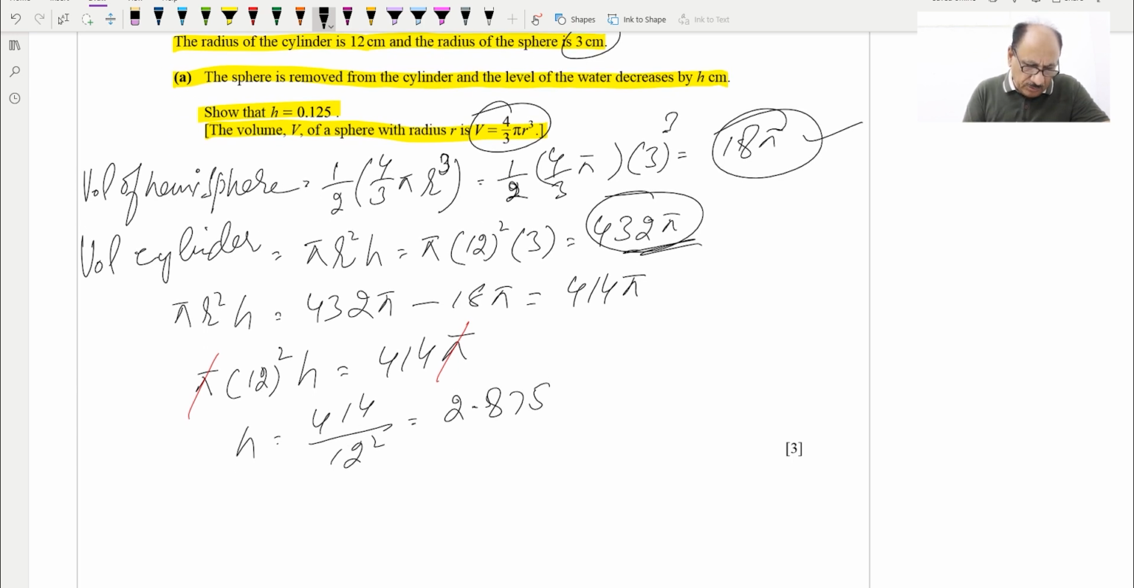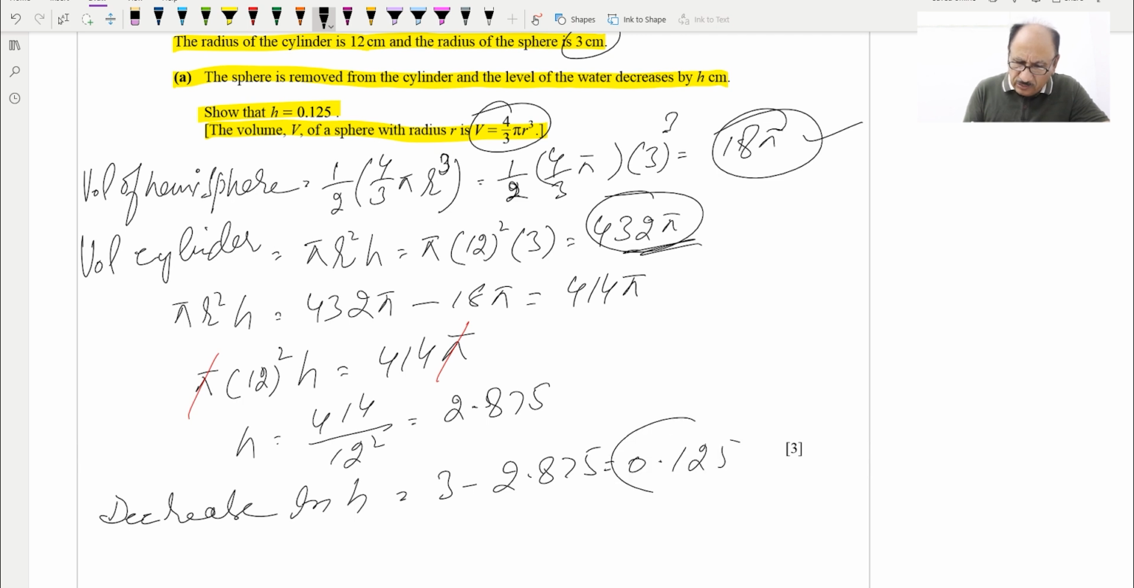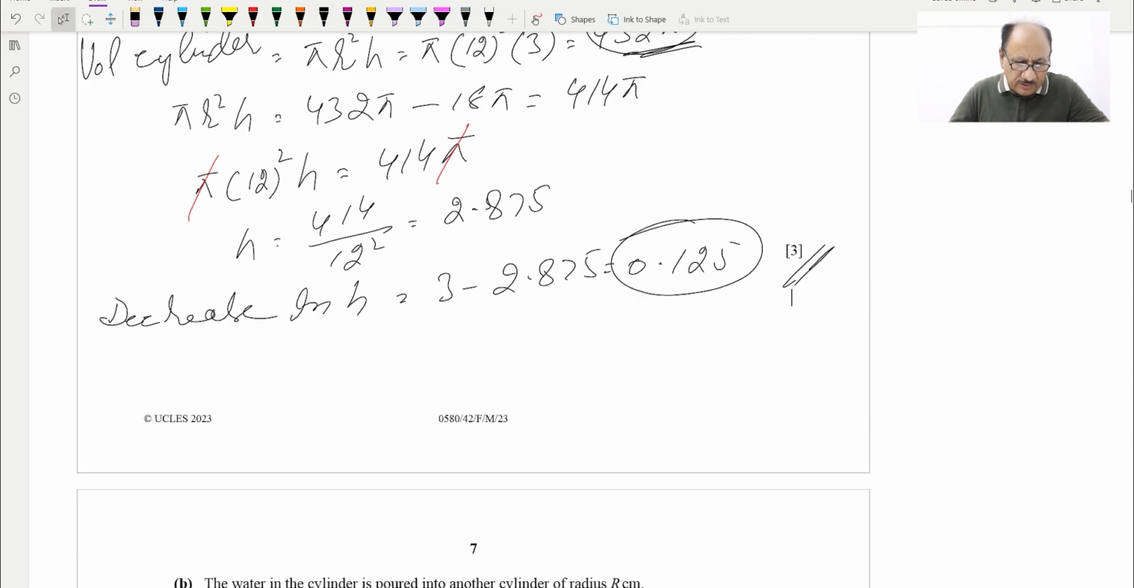They are asking for the decrease in height. The total height was 3, so the decrease in height will be 3 minus 2.875, which is equal to 0.125, and this is what we needed to show. This was for 3 marks, which is done. Hopefully you understand that.